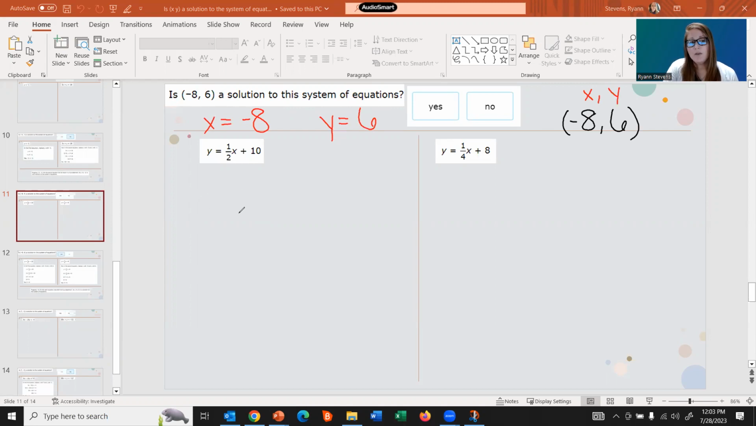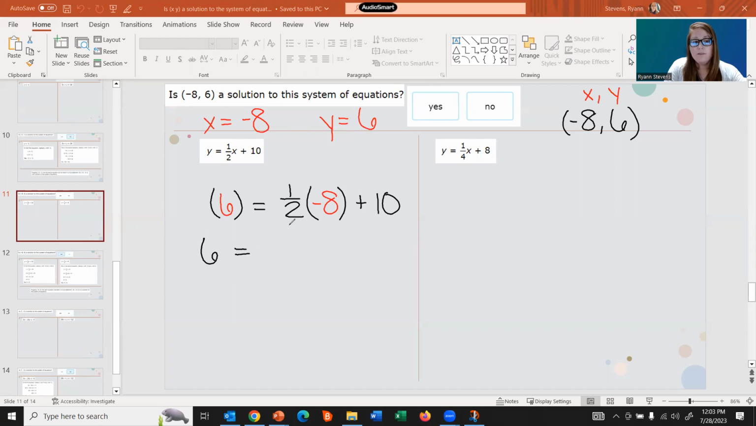So here we have y equals 1/2 x plus 10. We are going to plug in for our y. We're going to substitute in the value of y as 6. Our coefficient is going to stay as 1/2, and now we have this variable of x. So instead of x, we're going to substitute in the value of -8, plus 10. Now 6 is going to stay the same.